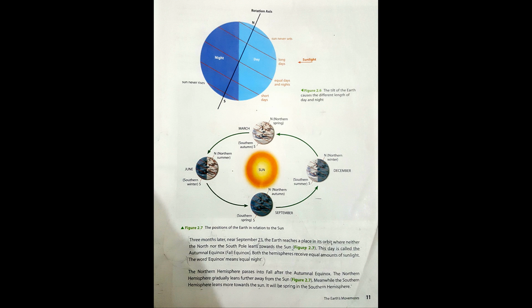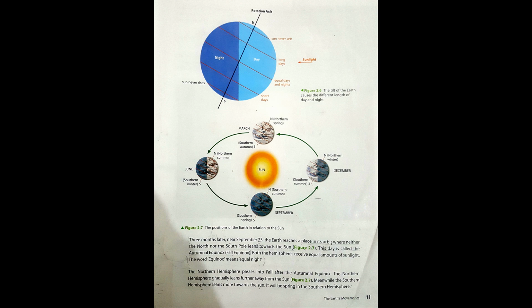Here are two pictures, figure 2.6 and figure 2.7. Figure 2.6, the tilt of the Earth causes the different length of day and night, and figure 2.7, the positions of the Earth in relation to the Sun. Let's start reading and I will explain to you what is happening here.